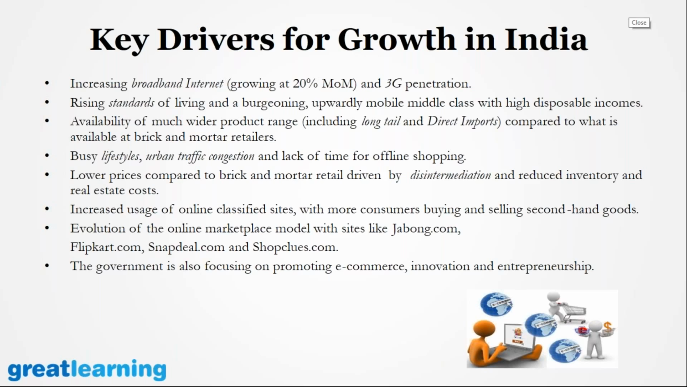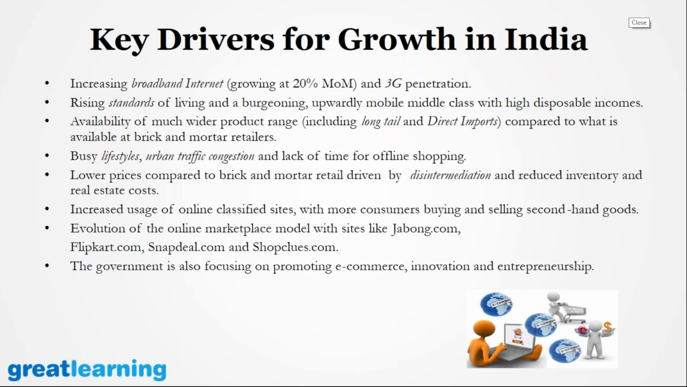Availability of a much wider product range compared to what is available at the brick and mortar retailers. You go to Amazon, you go to Flipkart, you go to ShopClues. Any of these companies you go to, you can get a wide range of products at one simple stop. If you go to brick and mortar, for example, you go to a shop for shoes, it's just shoes. You have a garment shop, you have the electronic shop. Here you get all of them in one go.